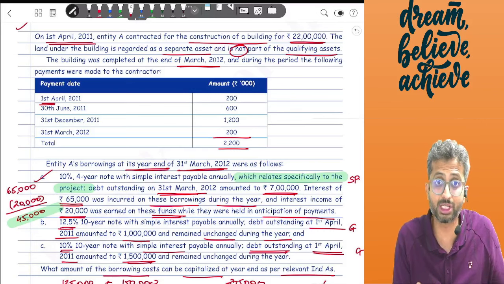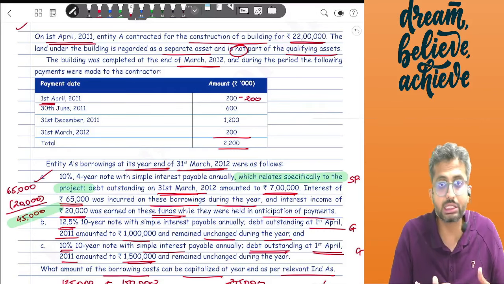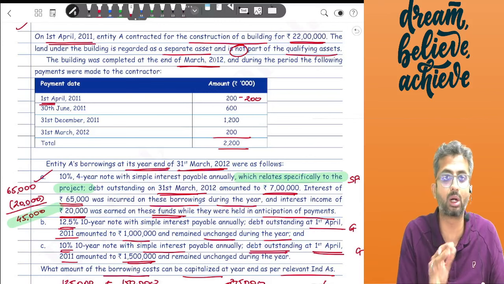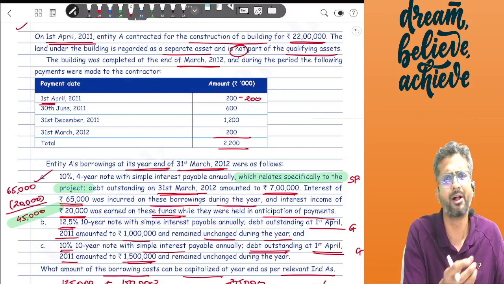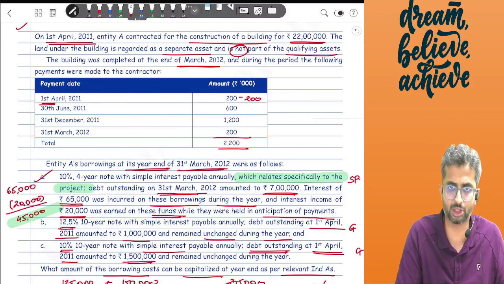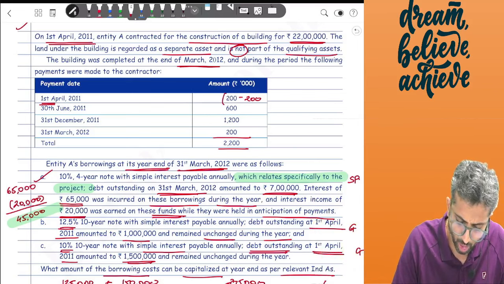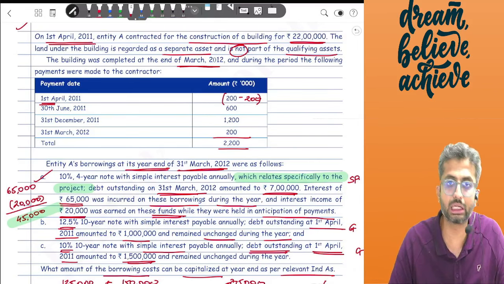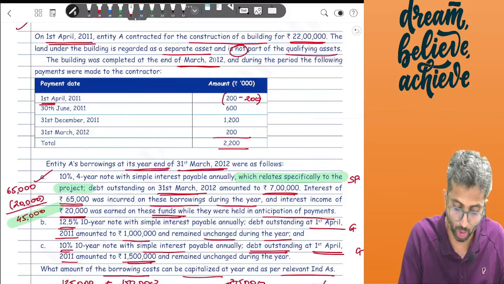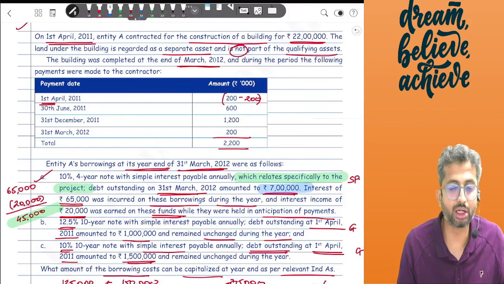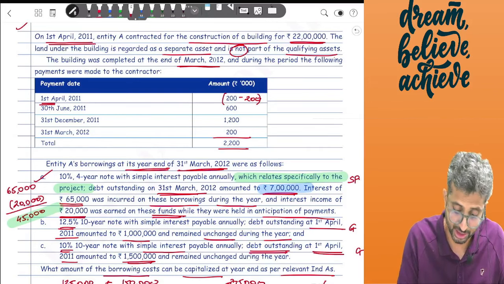However, was there a specific borrowing? Yes. And hence, for all you know, this 200 would have been spent first out of the specific borrowings. Specific borrowings are 7 lakhs in total. And hence, at least 2 lakhs must have been drawn by 1st of April, and I must have used this for the qualifying asset. So, on the first day, nothing is used from the general borrowing. I still have 5 lakhs remaining in my specific borrowing because the loan is 7 lakhs, out of which 2 lakhs is utilized, remaining 5 lakhs is there.